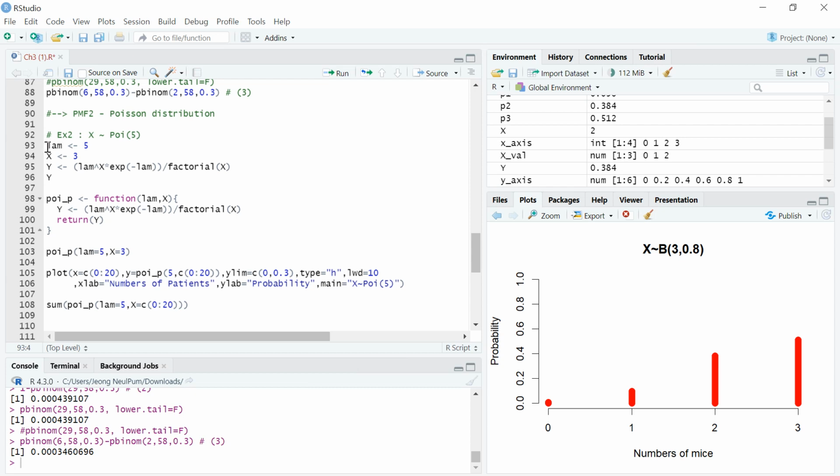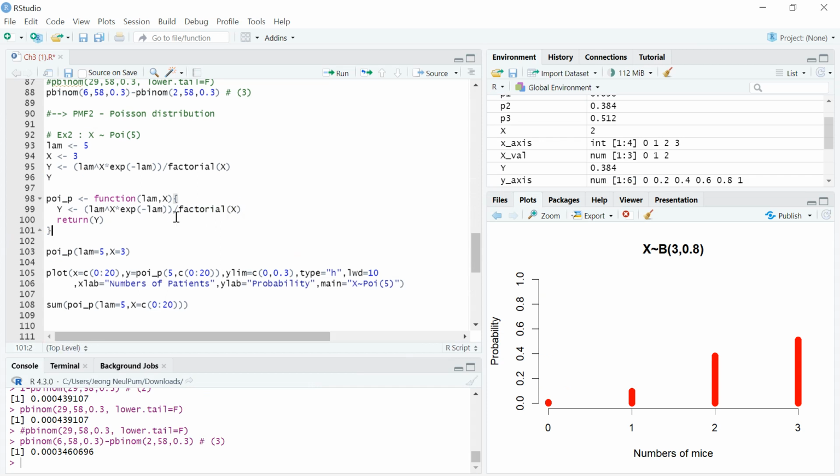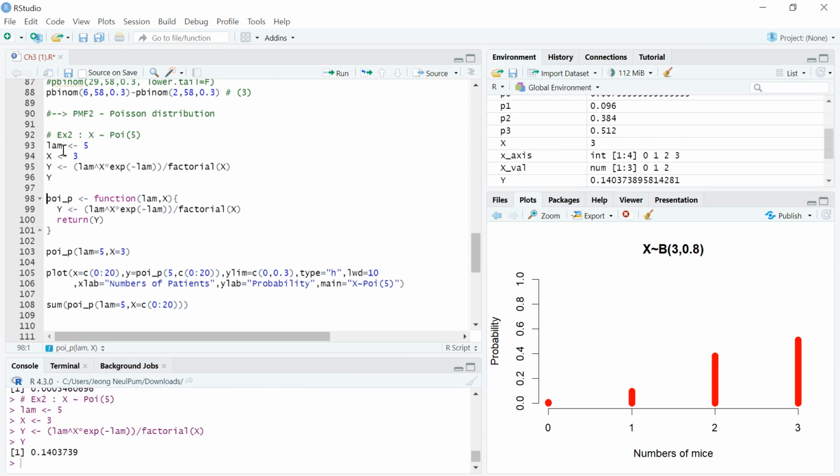Because we already set lambda to 5, and we want to get the probability when x is equal to 3, we take lambda to the power of x, the exponential function like this one, and divide by the factorial of x. Then we can get the density of the Poisson distribution, which is this one here.